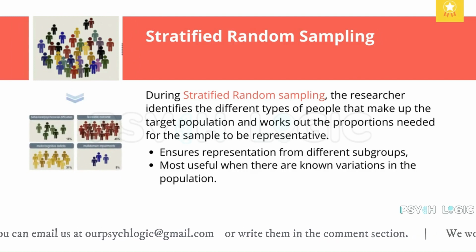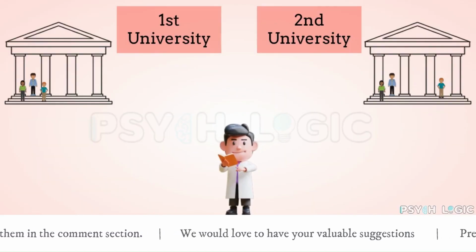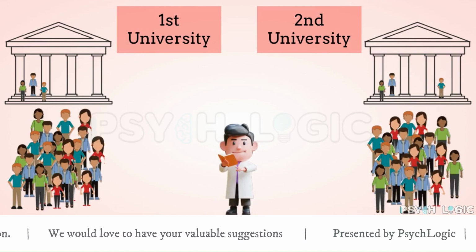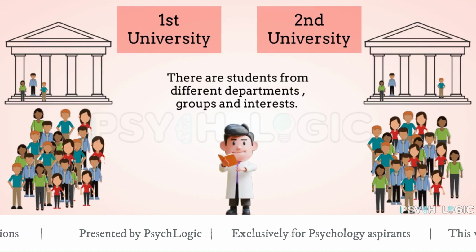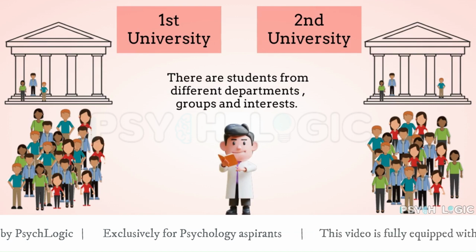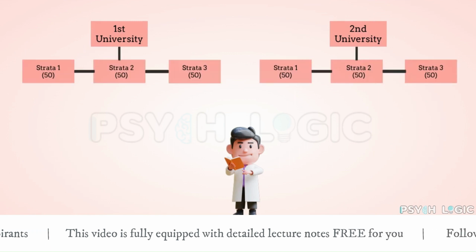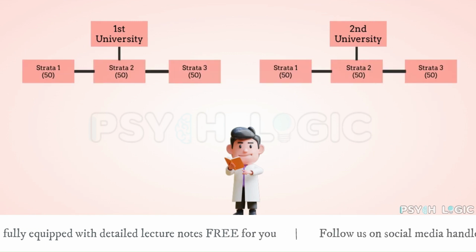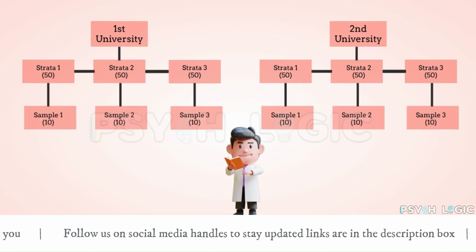Now let us say that there are two universities we are conducting research on. We cannot simply pick up a bunch of people randomly as we did in simple random sampling, because there are students of different departments, different groups and different interests. So what would we do? We would make strata. A stratum is nothing but a subgroup in our population, and then we would pick the required number of people from each group or each stratum.